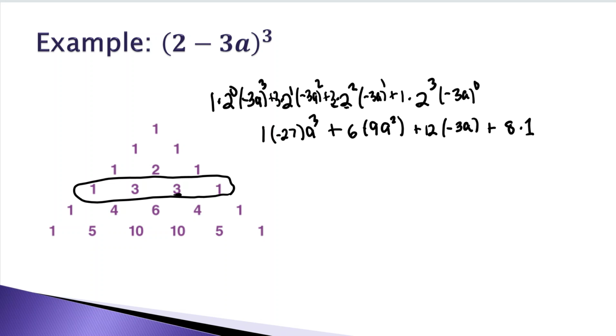And one more step gives me negative 27a cubed. 6 times 9 is 54 a squared. 12 times 3 is 36, so negative 36a plus 8. Bingo, I have it. Okay, I know I went through this really quick.